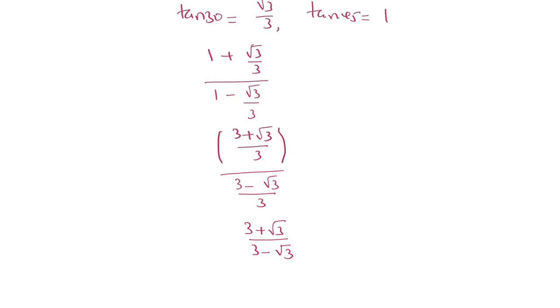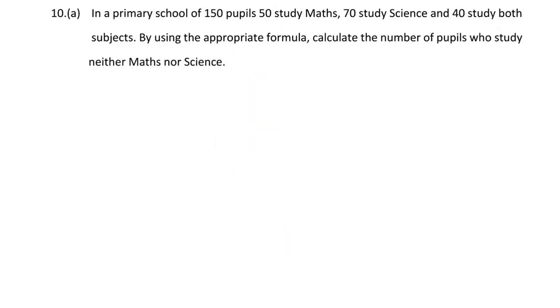Question number 10, part A. In the primary school of 150 pupils, 50 study mathematics, 70 study science, and 40 study both subjects. By using the appropriate formula, calculate the number of students who study neither mathematics nor science. Okay, so first we are going to start to find the number of students who study mathematics only.